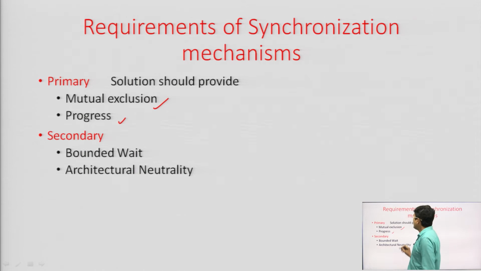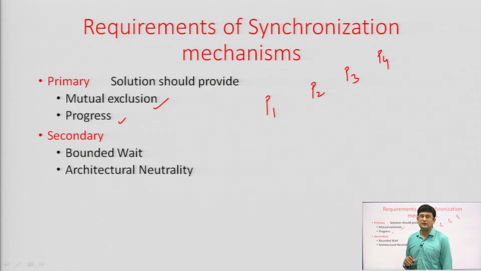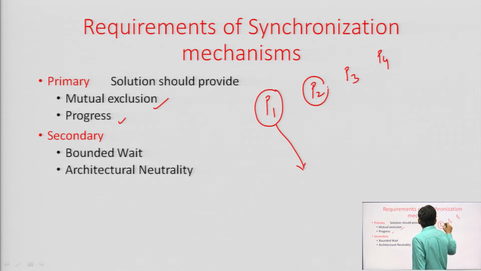The progress property: let us say there are 4 processes P1, P2, P3, P4. They are the competing processes for accessing the critical section. Now, the P1 process needs entry in the critical section. It wants the execution of the critical section, so it goes in. Let us say the P2 process does not want the critical section execution, but it does not want others to enter the critical section either.